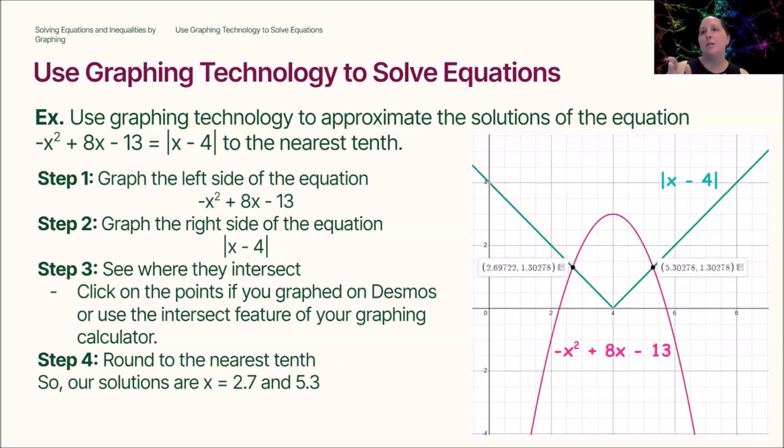So I graphed the absolute value of x minus 4. I graphed negative x squared plus 8x minus 13. Okay, and saw that these are the 2 points where they overlapped. So, I rounded to the nearest tenth. Usually they'll be specific about where they want you to round to. If they're not, round to 2 decimal places. So if I round to the nearest tenth, I get 2.69, which rounds to 2.7, and 5.30, which stays at 5.3.